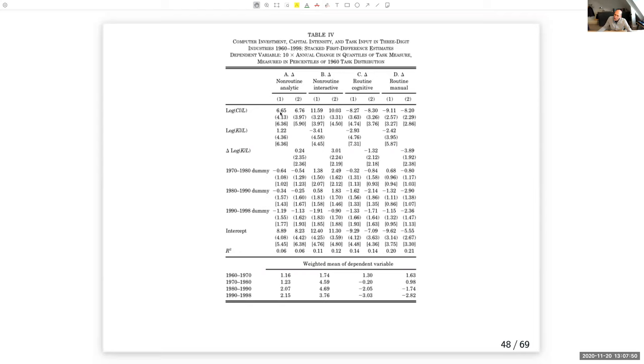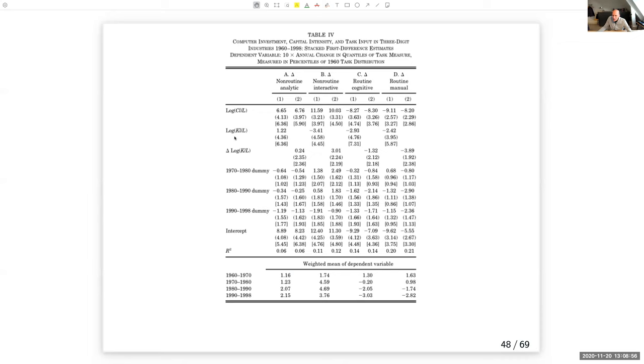So what they do is you have the change in, for example, non-routine analytic in each decade, and you run that onto the computer investment per FTE measure in logs. Then you see that for these non-routine measures, both analytic and interactive, you find a positive coefficient. And then you have the two sets of standard errors, where the first set is just accounting for aggregation. The second set is accounting for both aggregation and serial correlation. And you see that these point estimates are actually not statistically significant for non-routine analytic, but they are for non-routine interactive. And they also are for the routine cognitive and manual task measures.